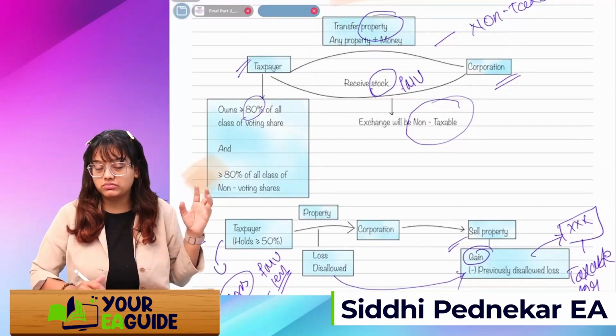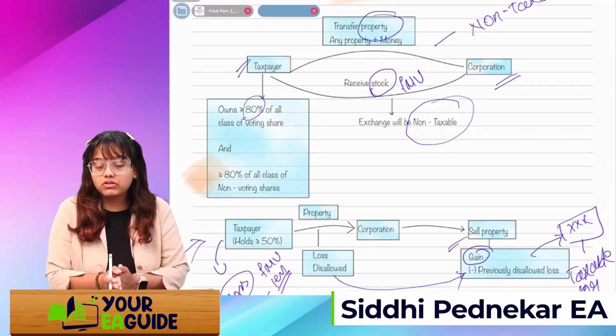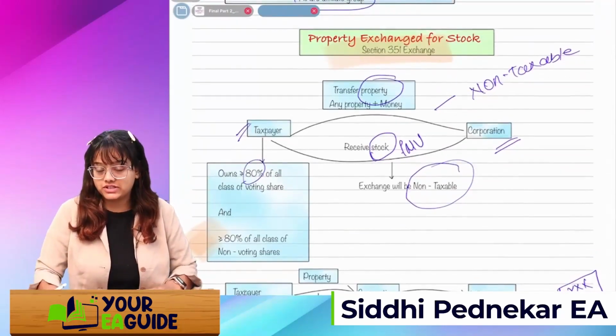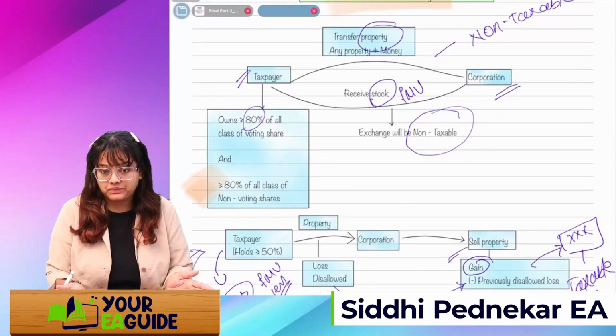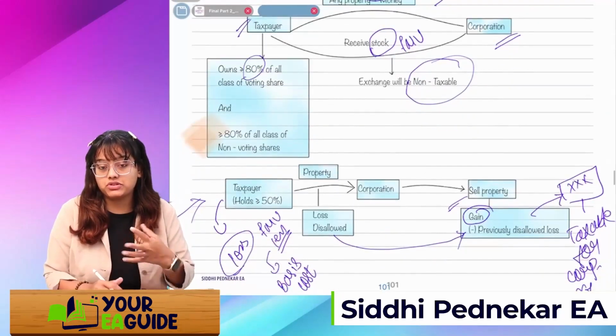Remember these two words, voting and non-voting share. If they are holding more than 80%, then only this transaction will be non-taxable, and this is a section 351 exchange. Okay, what if the taxpayer is not holding 80%? The taxpayer will see whether I am holding 50% or not.